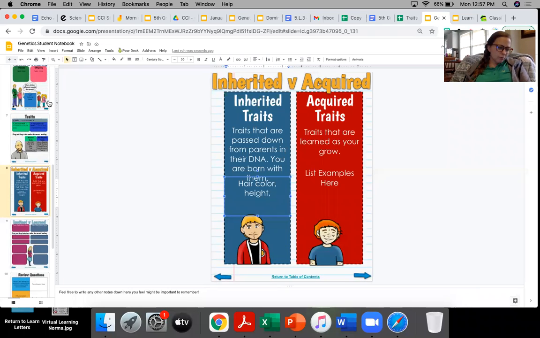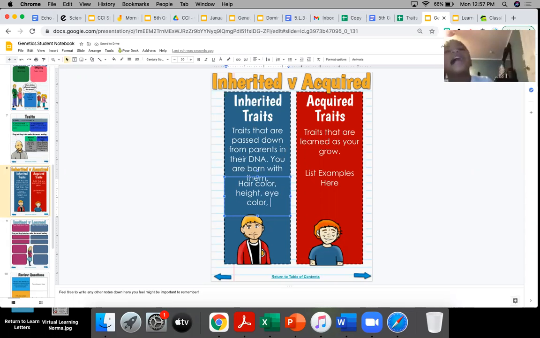Let me find somebody whom I haven't heard from today. Khalees, what is an example of an inherited trait? Not while I'm on Zoom, please. Brown eyes. Oh, yes, your eye color. Excellent job. Britton, what is another example of an inherited trait? Something you're born with.